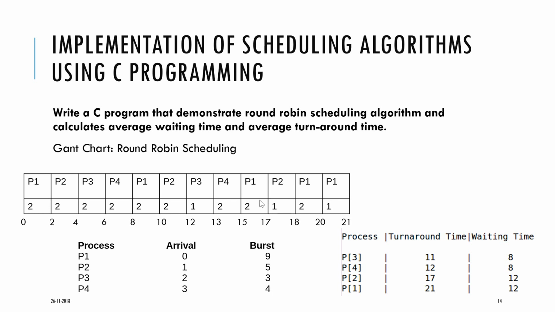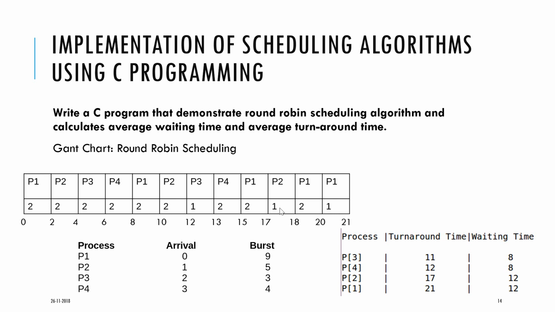Now in the next iteration P1 will be there with 2, so it makes a total of 2 plus 2 plus 2, that is 6 time quantums for P1, whereas the burst is 9, so it will further continue. Whereas P2 would have 2 plus 2 plus 1, because the burst for P2 was 5. The moment it gets over, P2 exits, and P3 and P4 had already exited prior.